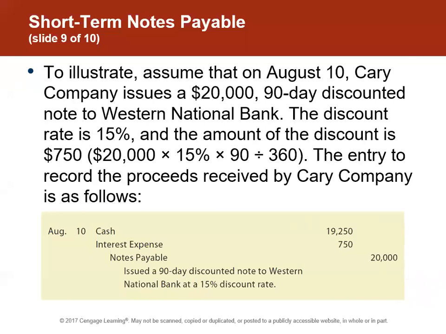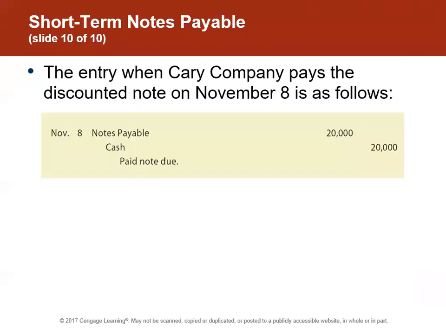But, you know, we're recognizing the interest up front. So then when we pay it, it's an easier entry because we don't have to recognize any interest. We've already recognized the interest. So we truly just debit notes payable and credit cash for the face amount. Okay. So it's just a little different approach.